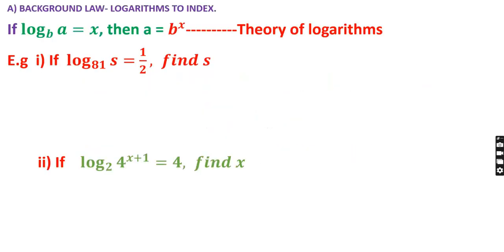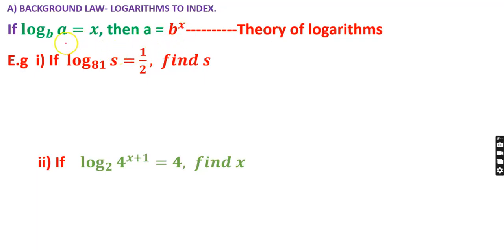We're going to start with part A, which is known as background law. I term this logarithm to index form. You can also call it theory of logarithm. Look at it straight away. It says if log a base b equals x, then a equals b to the power x.